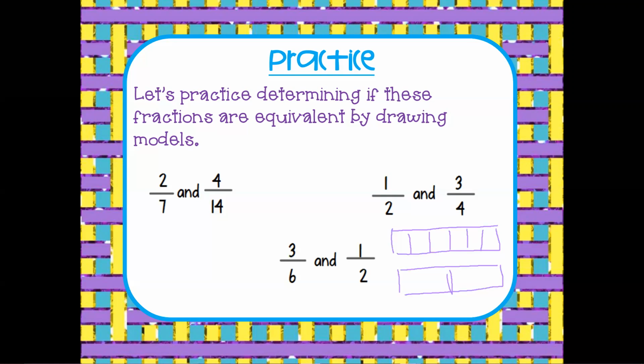Okay, next I want to look at my numerator. So let's go back to 3/6. My numerator is 3. So I know I need to shade 3 of those 6 pieces. So I'm going to shade 1, 2, 3. All right, on my second fraction model, I'm going to look at my half. 1 of the 2 is shaded. So I'm only going to shade 1 of those 2 parts.